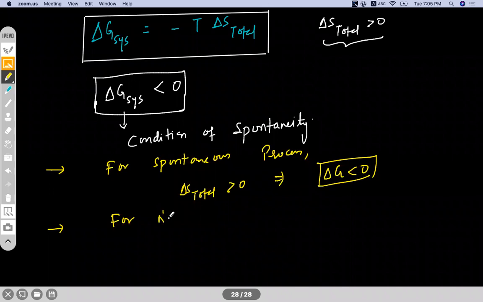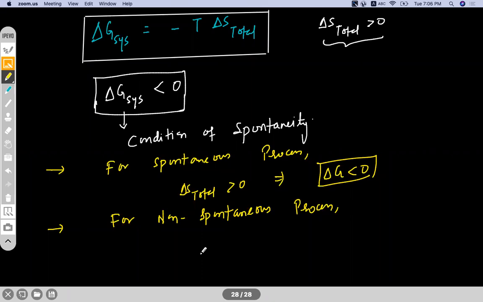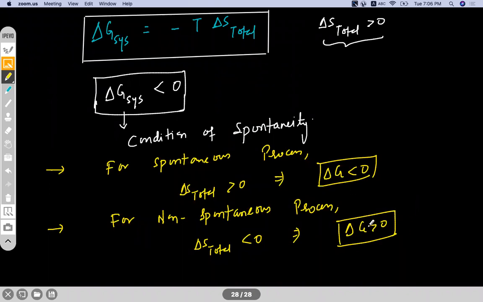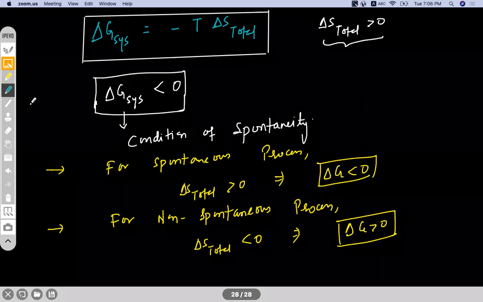For a non-spontaneous process, delta S total is less than zero. So delta G is positive. When delta G is positive, then the process won't occur in the forward direction, but it may go in the backward direction, right? So write down: the process does not occur in the forward direction, but may occur in the backward direction. Write down here.